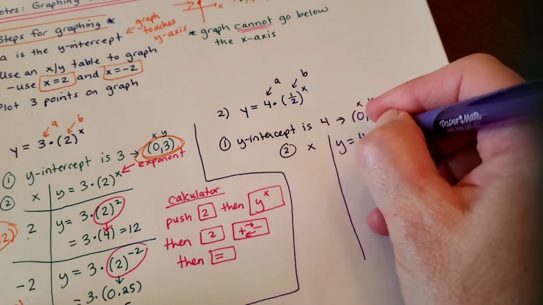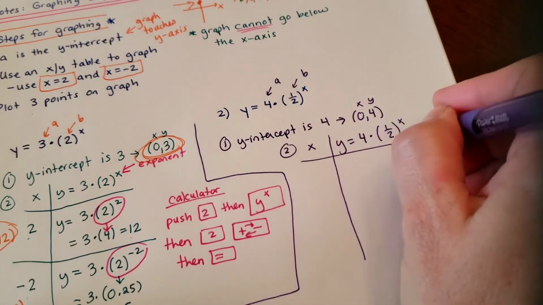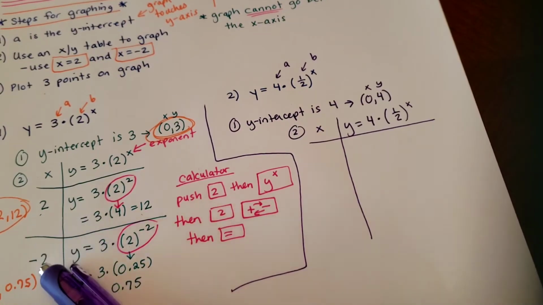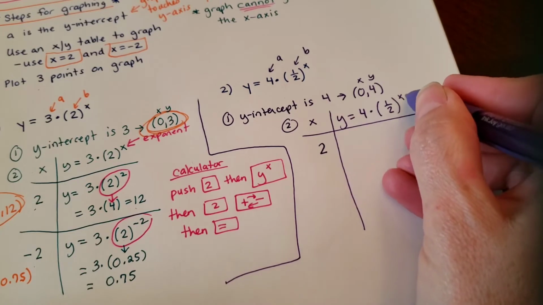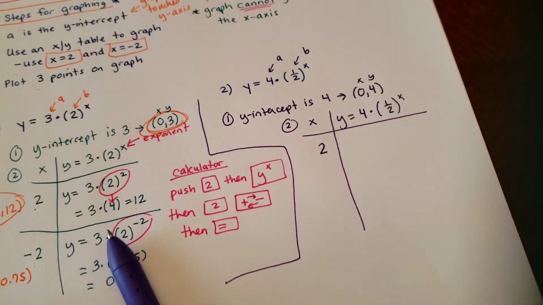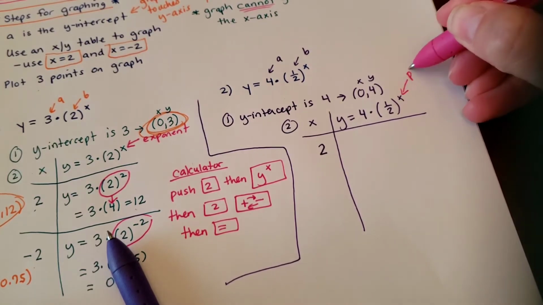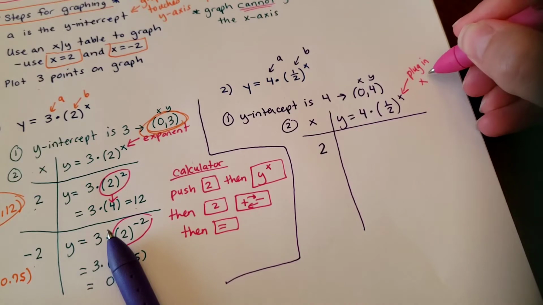So we're doing 4 times a 1/2 to the power of x. We're going to plot those same 2 points like we did on example 1, 2 and -2. So we're going to plot in a 2. When we plot in a 2, it's again going up here for the exponent. So let me mark that for you real quick. It should be plugging in here. So this is where you're going to plug in. Okay, plug in your x values.